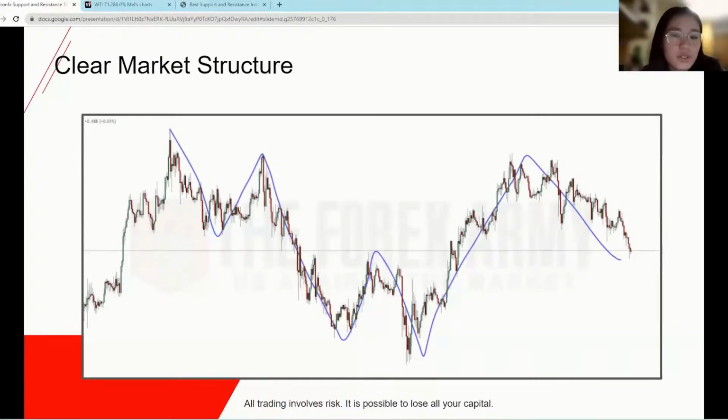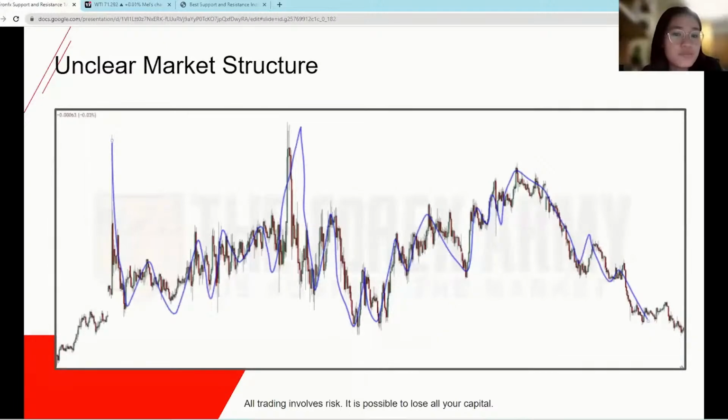So here's an example of an unclear market structure. You can see how choppy the movements are. And it's just not as nice to analyze on this chart as compared to the previous chart. Because like I mentioned earlier, for support and resistance levels, we want to try and pull it back as far as possible without cutting too many candlesticks. And in this case, it's really difficult to see how many candlesticks exactly it's going to cut.